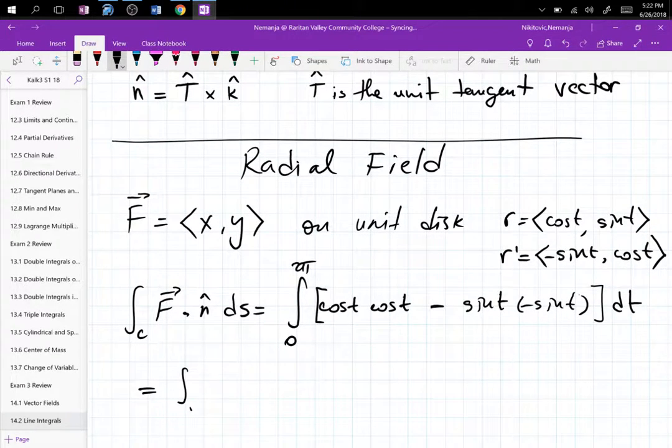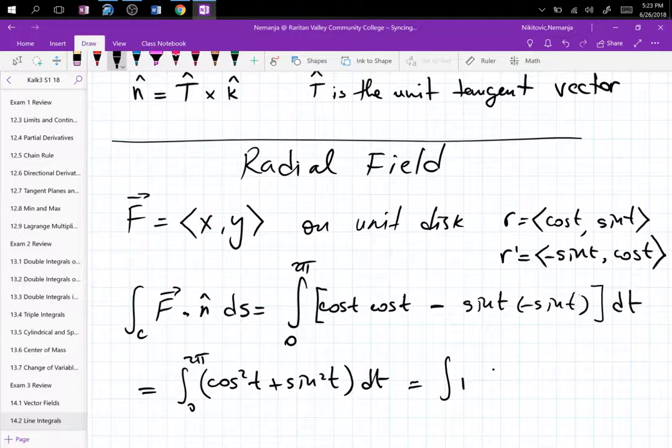I hope you see immediately it's 0 to 2 pi, and it's also the integral of cosine squared t plus sine squared t, which is 1, dt. You are integrating 1 dt from 0 to 2 pi, so it has to be 2 pi. So now you see that circulation for the radial field was 0, but the flux for the radial field is 2 pi. We are expecting to see the flux for the rotational field to be 0 because there is nothing perpendicular that is leaving the disk.